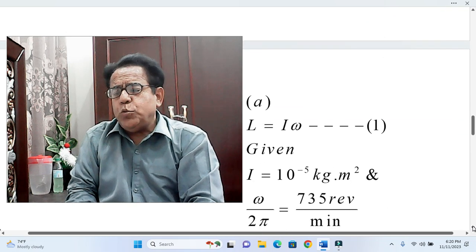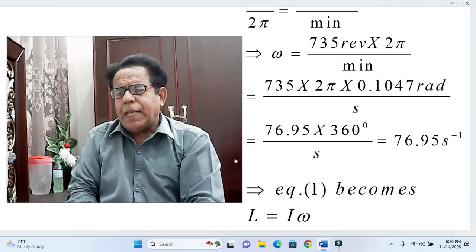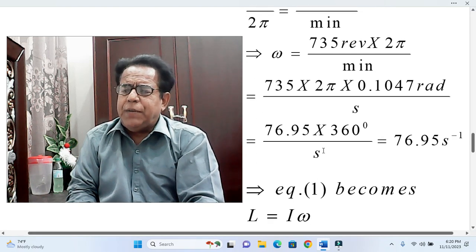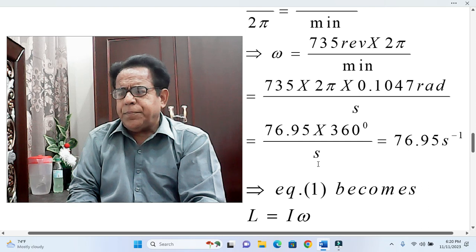By using this conversion factor, our omega becomes equal to 76.95 multiplied by 360 degree over second.